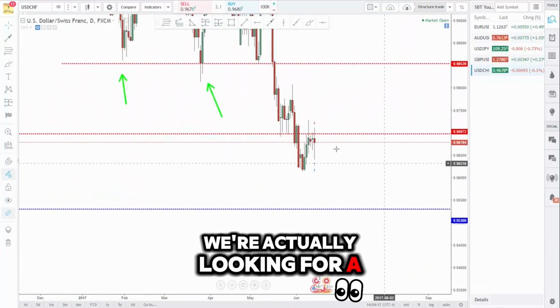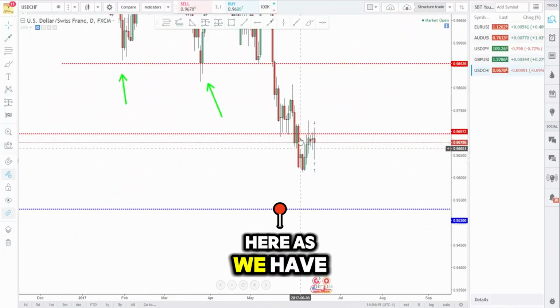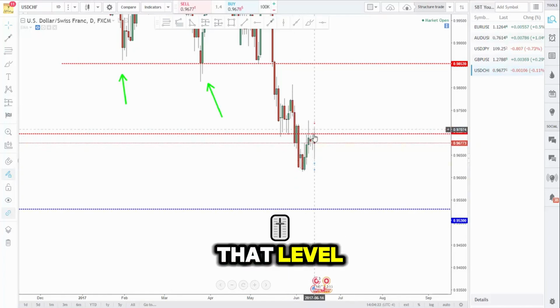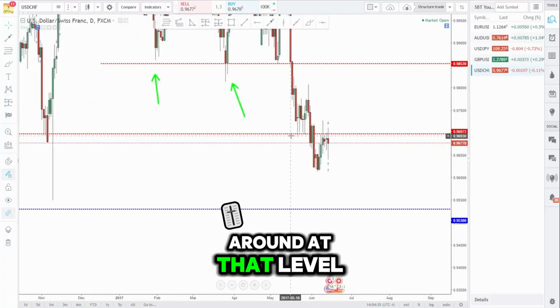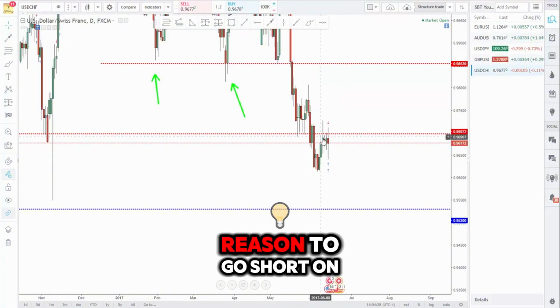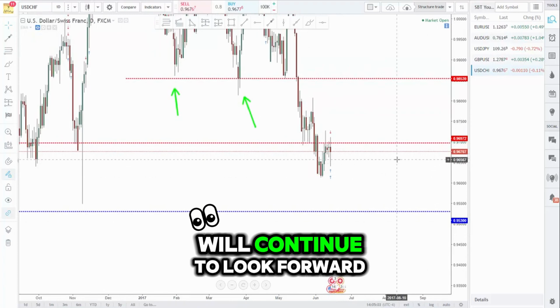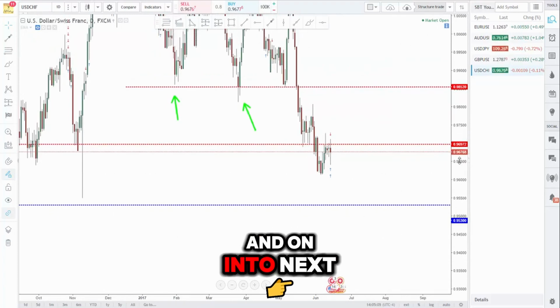We're actually looking for a trading opportunity at the moment here, as we have broke below our daily level of support, pulled back up into that level, and we're currently floating around at that level, waiting to see if the market can give us an entry reason to go short on this pair. We have not gotten an entry reason yet, but that's what we'll continue to look for throughout the rest of this week and on into next week.